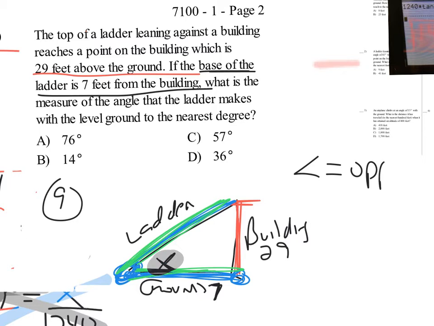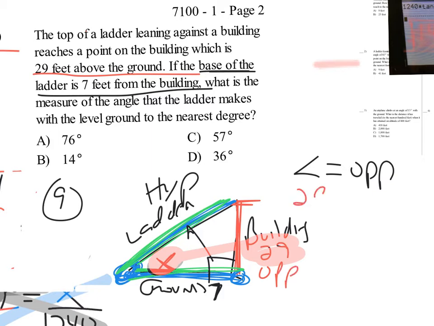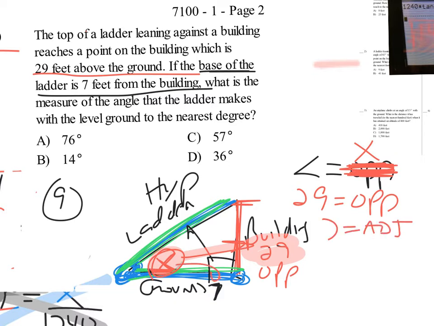I label the picture. The ladder is the hypotenuse. And since my angle is x, this 29 is going to be the opposite. The angle is x, 29 is opposite. And then this 7, the ground, is going to be the adjacent. So here, since I have opposite and adjacent, this is going to be an example of a TOA or tangent question.